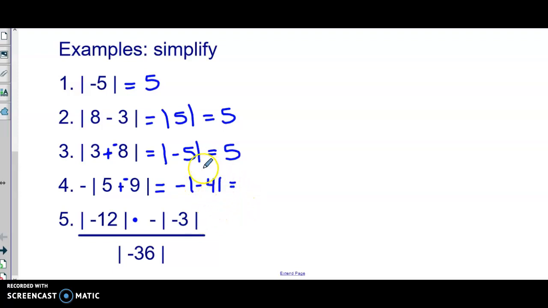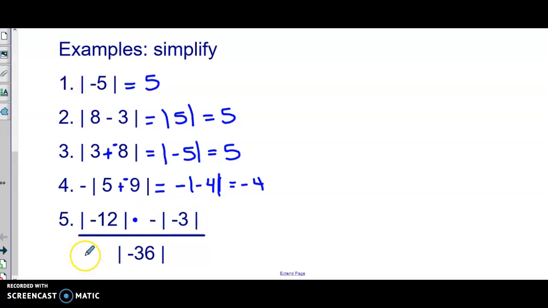All right, so we know the absolute value is going to be a positive number because it's just the distance from 0. So the absolute value of negative 4 is positive 4. But we have this negative symbol outside of the absolute value sign, so we're just going to keep that in our answer because that does not change. Okay.